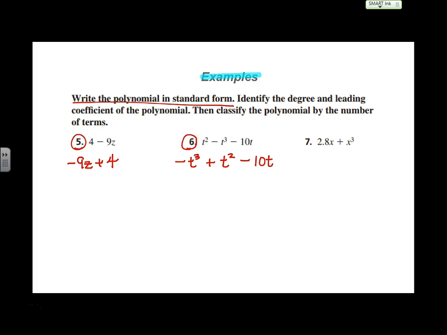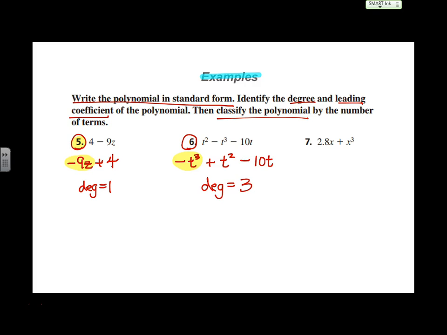I'm going to give you one more minute, because we have to talk about degree, leading coefficient, and classify. Don't worry, we got this. The degree. Question, who's the winner of the first problem, number 5? Who's the winner, 9z or 4? Who has more variables? 9z. Negative 9z. What is the exponent of the variable in 9z? 1. Yep, so the degree equals 1. Looking at the second one, the winner is the first one, right? What's his exponent?